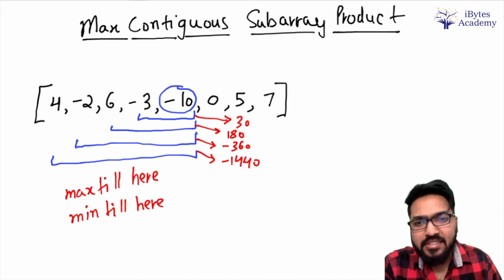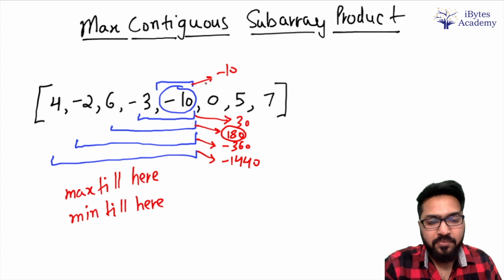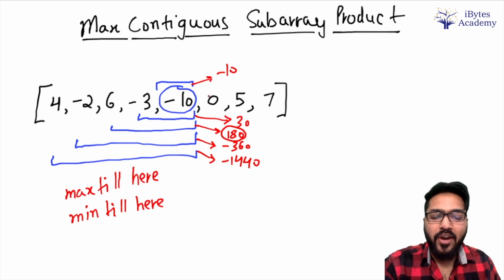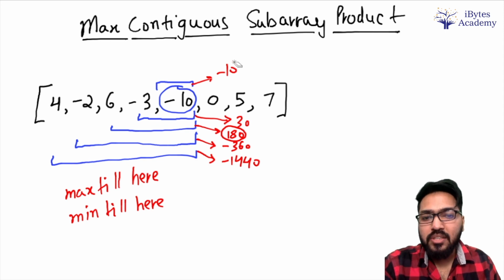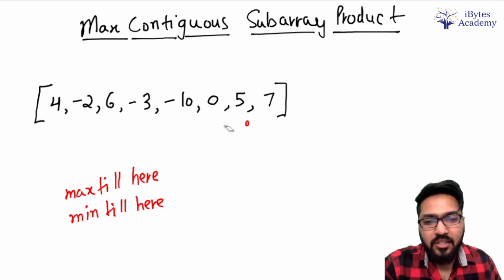We should also have considered this alone, so that is -10. Now out of these 5, obviously the maximum is 180. So I can say max till -10 is 180. Similarly, we are going to find max till for all the elements and then take the overall maximum. Let's see. Now obviously I will need another variable, that is max product, or you can name it anything else.